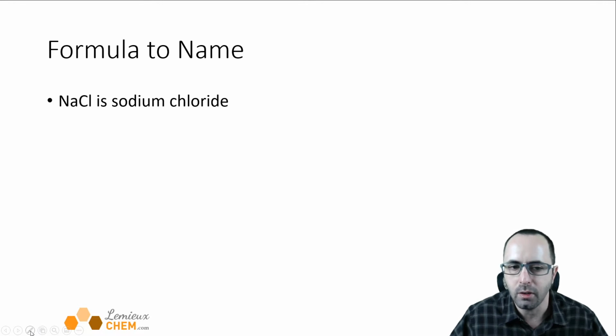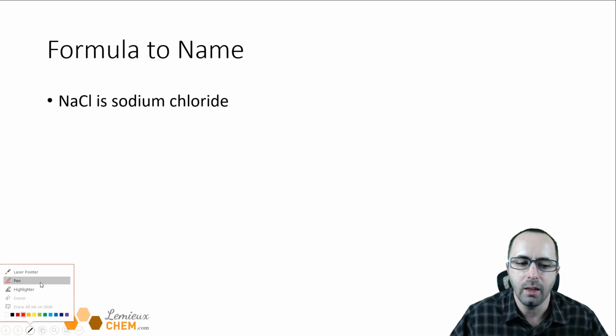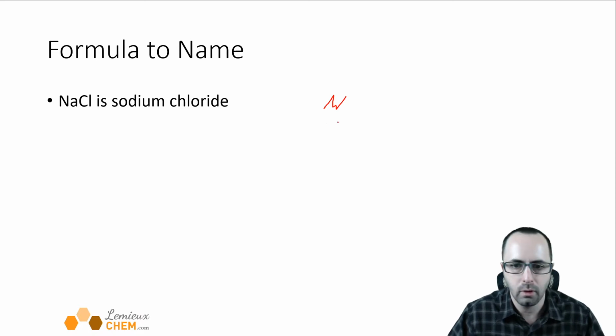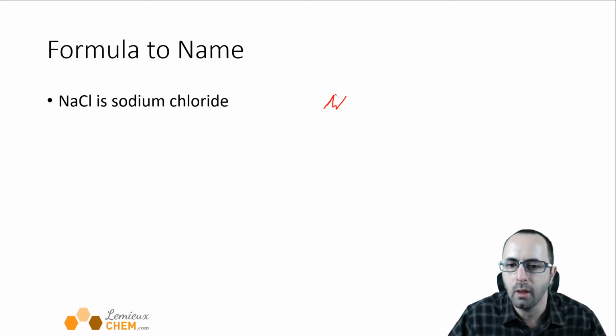Not too difficult. So for example, sodium chloride is NaCl. And it is this because it has a Na, and that ion is +1, Na. And it has a chloride ion, which is -1.